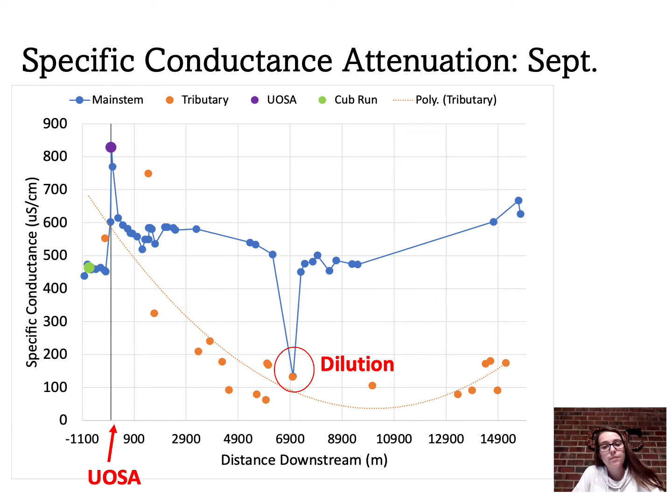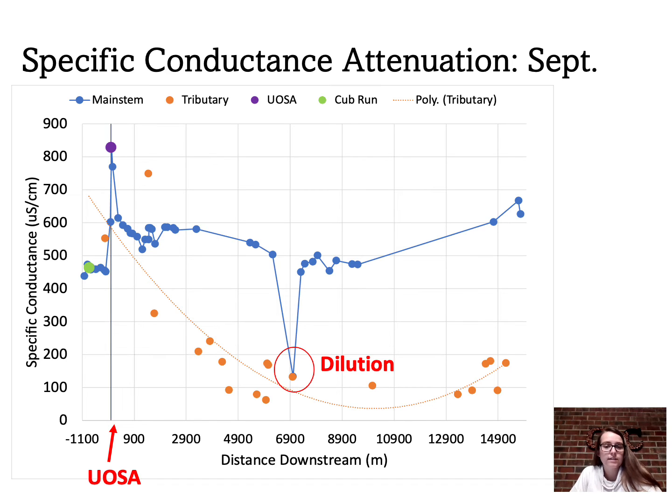In September, we observed similar trends to the January data. There is a lower specific conductance before UOSA, with a drastic increase of conductance above 800 microsiemens per centimeter at UOSA, then a rapid decline in the concentration between 0 and 2,000 meters, and then attenuation. We also see that there is dilution from tributaries as well.